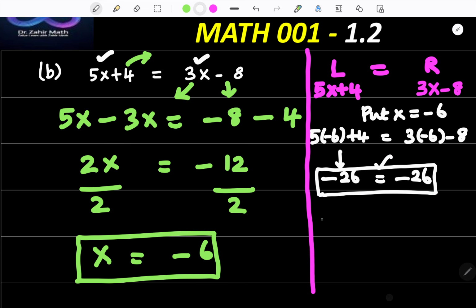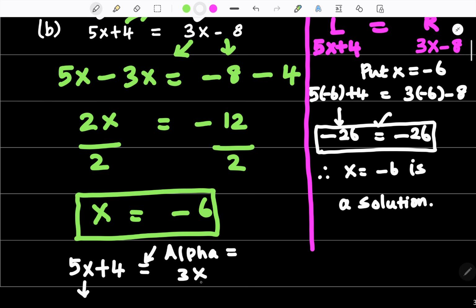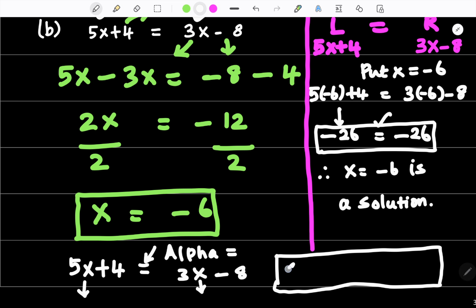So left is equal to right. Yes, it is equal. So therefore, what is your conclusion? x equal to negative 6 is the solution. Clear, all of you? Right. Now if you want to check in the calculator, please type this equation: 5x + 4. Where is x? Alpha x. Then equal: where is equal? Alpha equal, not your original equal. Then 3 times alpha x, then alpha minus 8. And then how many keys do you have to press? You have to press shift, then calc, and then equal.